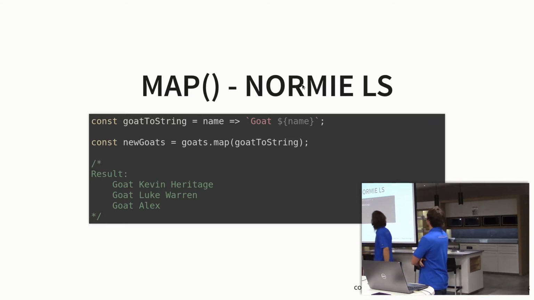So here we just have a function that pulls the name that comes in, and we say goat because goat is an array.